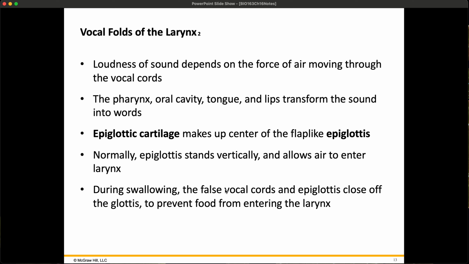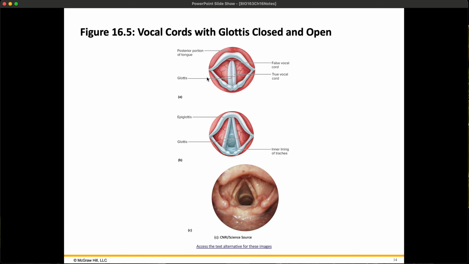But as we do swallow, those false vocal cords and epiglottis close off and prevent things from entering into the larynx. Here you can see the structure when they're closed, when you have the tension on the cords closing the glottis versus when it is open and patent. And then yes, there you can see an actual picture of that. That's the trachea right there. There are your glottal folds, your vocal folds, and then the vestibular folds, or the false vocal cords above it.